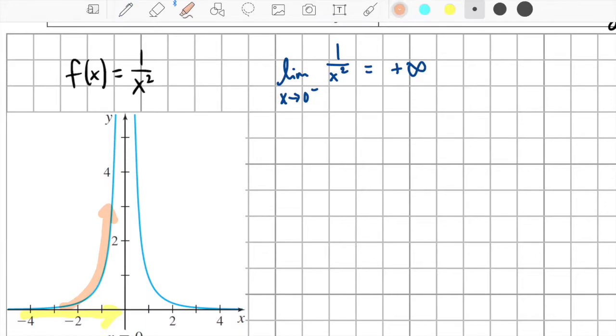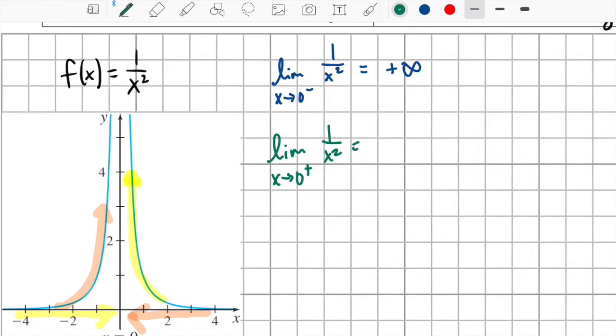Now, as we approach, well, let me write it out first. So if I have the limit as x approaches 0 from the right of 1 over x squared, and we do the same thing where we're approaching 0 from the right, what is happening to my graph? My graph is getting larger and larger. It's increasing without bound, and it does not reach a certain y value. It just keeps on getting larger and larger. It goes unbounded, so therefore it goes to positive infinity.